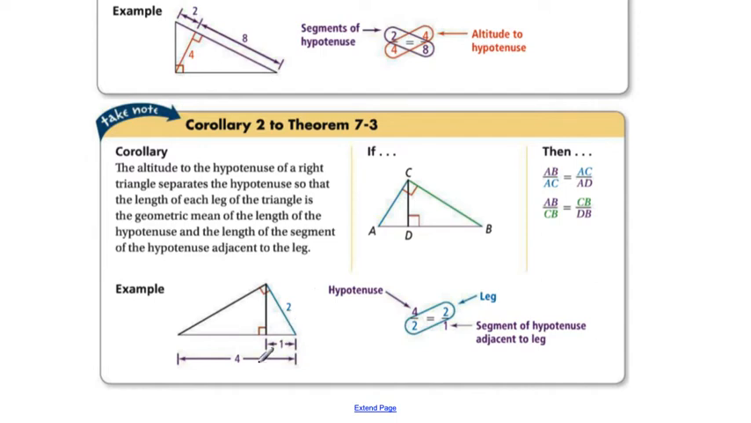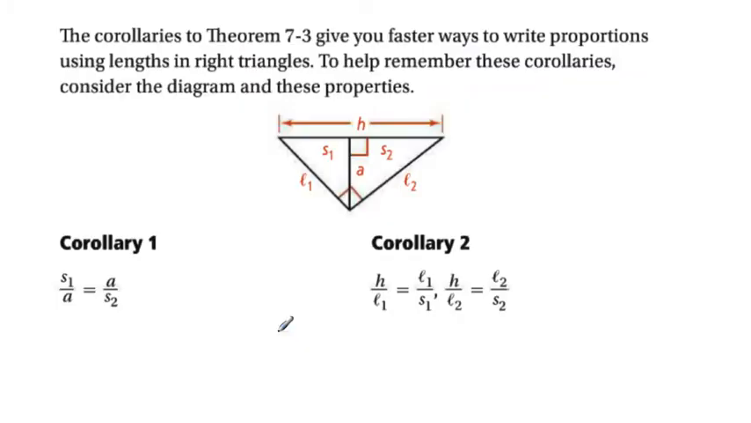So here's one with the numbers with a triangle. So we have 4, the whole hypotenuse, is to 2, as 2 is to 1. Okay, it's the adjacent one. That one's a little more difficult to understand.